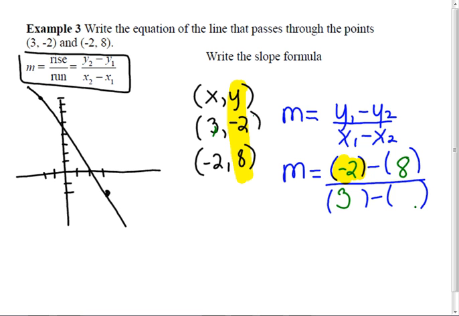I took care of these guys. What's left? There's only one number left over there. What numbers are over here? 3, -2, -2, and 8. What number have I not used? This is used, that's used, that's used. What number is left? -2. Okay. Guys, you need to be trying a little harder.